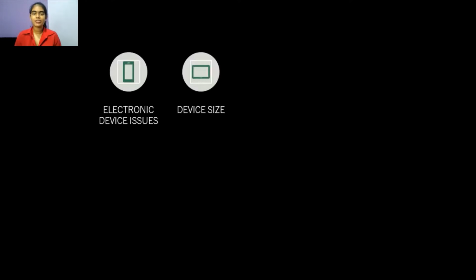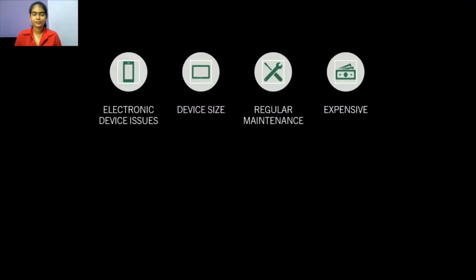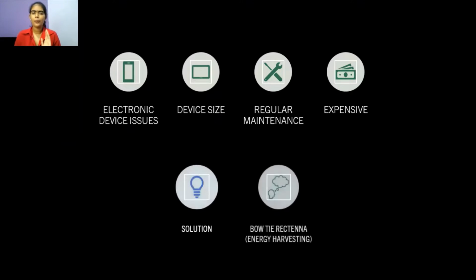Introduction. In general, almost all electronic devices are powered by batteries. What are the common issues faced by electronic devices? Increased device size and weight. Regular maintenance is needed for the battery. Replacement is either tough or expensive due to inaccessible environments. What is the solution? Bowtie rectangle for energy harvesting, as energy harvesting can supply power.